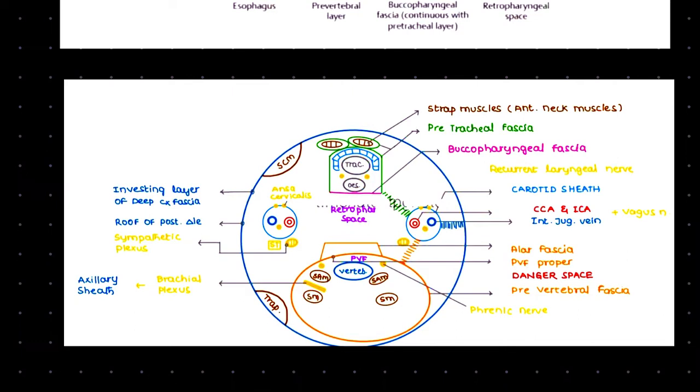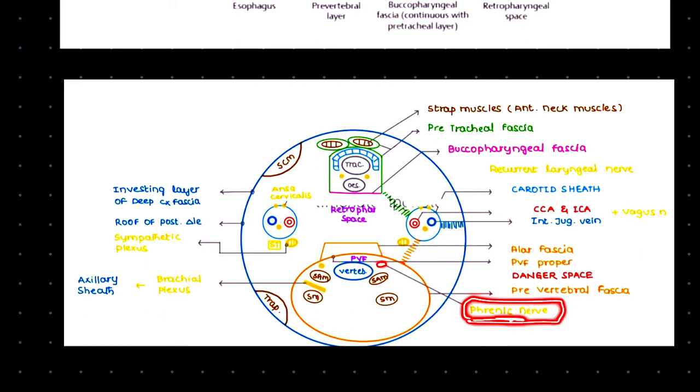Now again, what is this? This is our pre-vertebral fascia. Here we have the vertebrae. This is also the pre-vertebral fascia proper, and above we have the alar fascia. The dangerous space is between the alar fascia and the pre-vertebral fascia proper. Now there is another space. That is the pre-vertebral space, which is between the pre-vertebral fascia proper and our vertebrae, right?